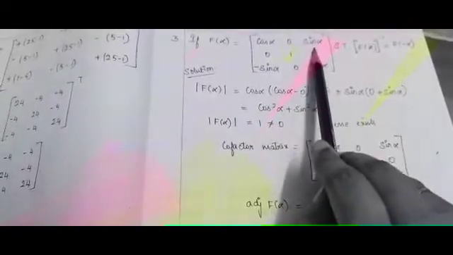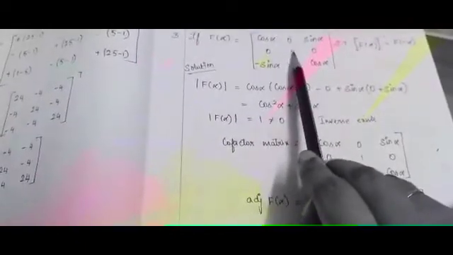Alright. Try to do the second sum, and your third sum is: if f of alpha equals the matrix cos alpha 0 sin alpha, 0 1 0, minus sin alpha 0 cos alpha, we need to show that f of alpha the whole inverse equals f of minus alpha. This is the question. What I need to prove? f of alpha the whole inverse equals f of minus alpha.